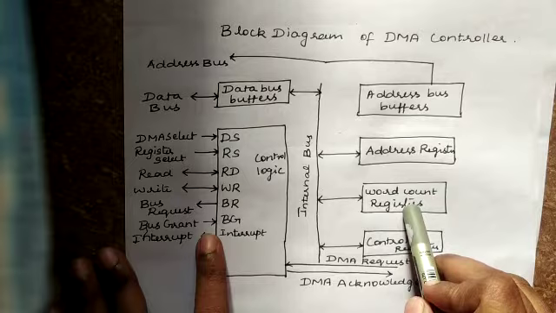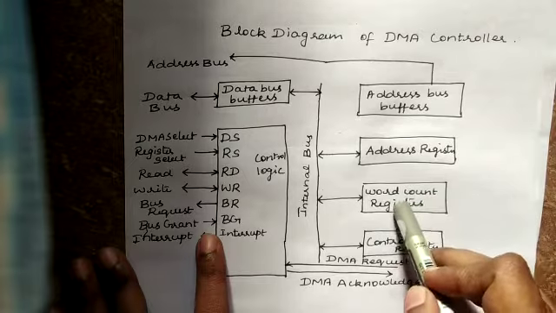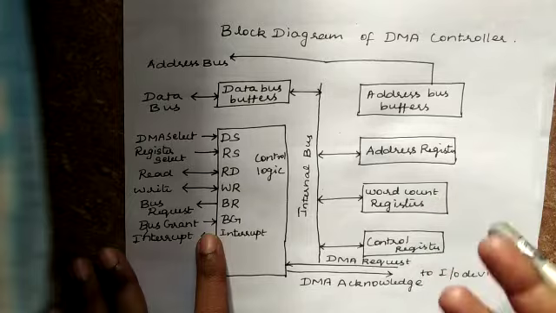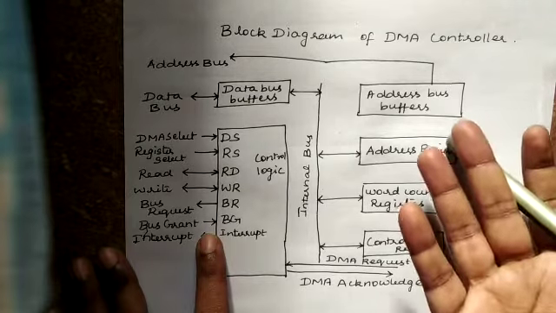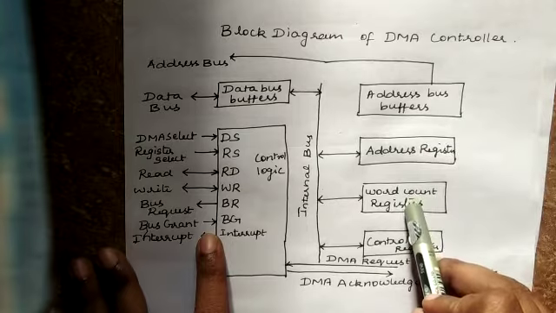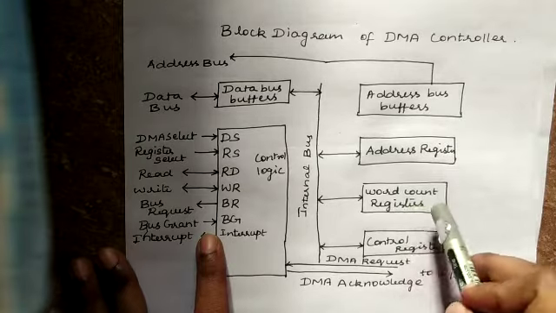The word count register will store the number of words that we are going to transfer into the memory. So how many words we are going to transfer, that information will be stored in this word count register. So this is the word count.